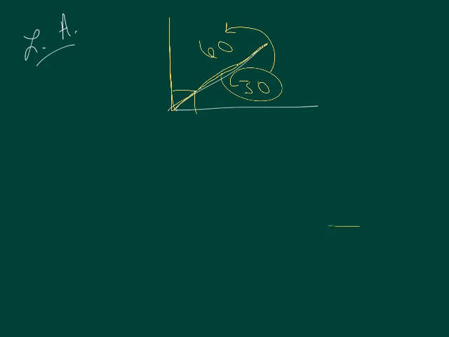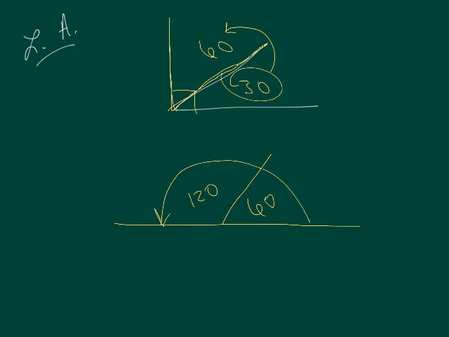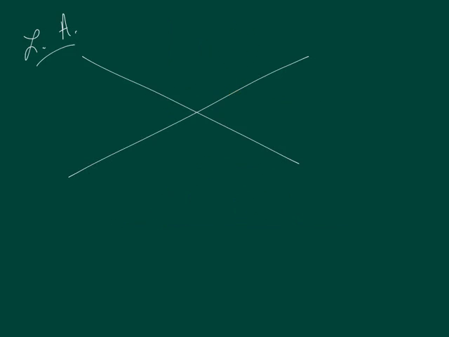Now supplement is the same thing, only we're talking about a 180-degree angle instead. So if this is 60, the supplement of 60 is 120, because when I add them up, I get a supplementary angle, which is 180 degrees.